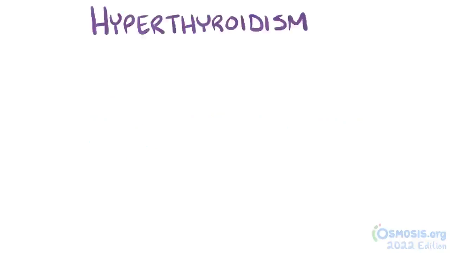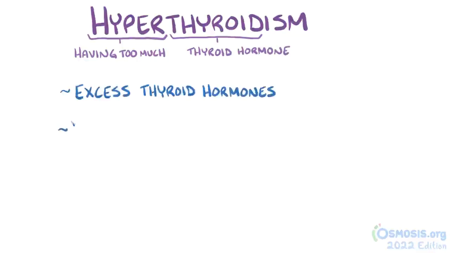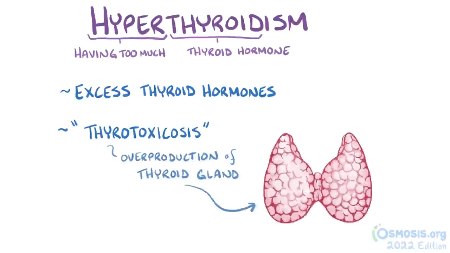In hyperthyroidism, hyper refers to having too much, and thyroid refers to thyroid hormone. So hyperthyroidism refers to a condition where there's excess thyroid hormones. The condition is also called thyrotoxicosis and is generally due to an overproduction from the thyroid gland.